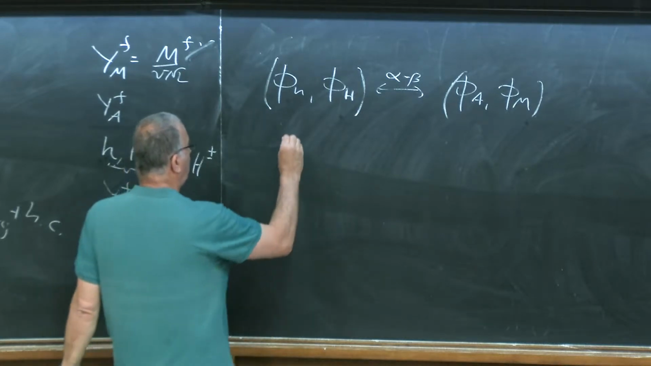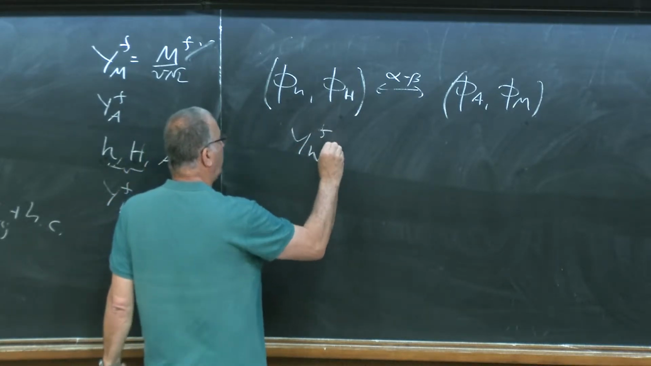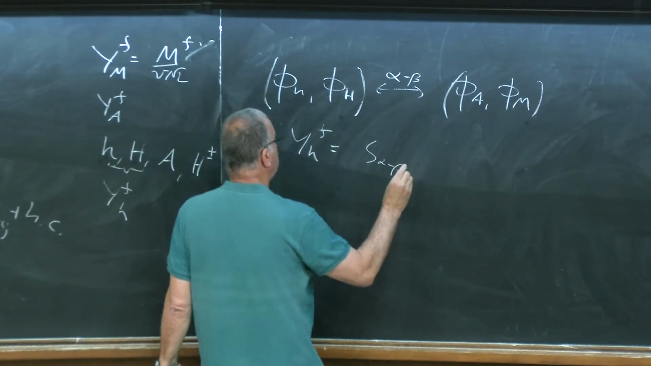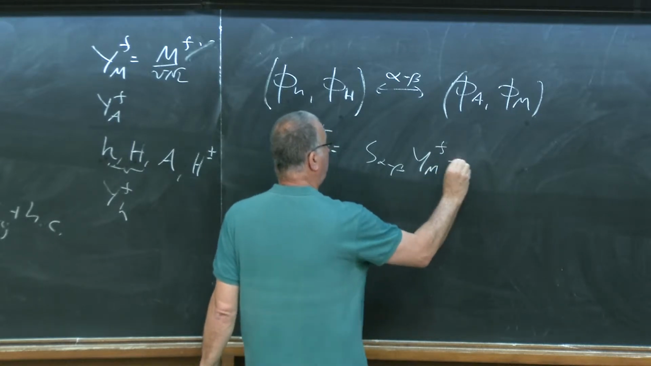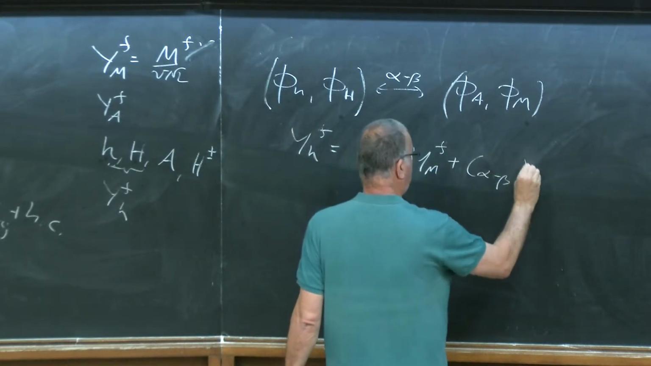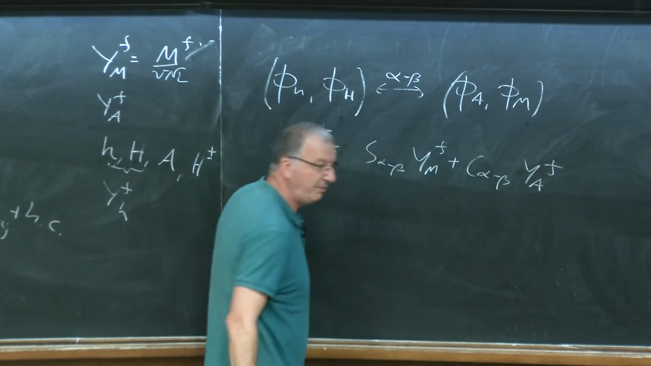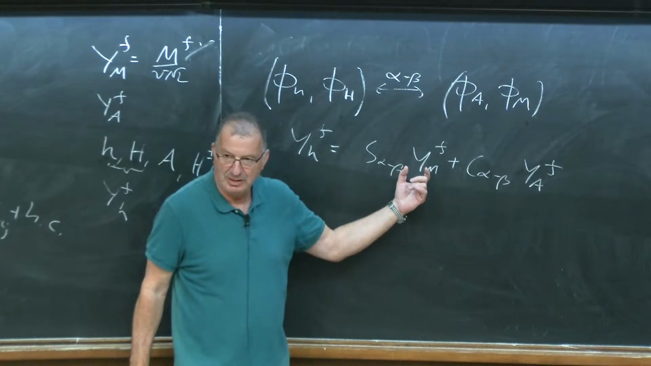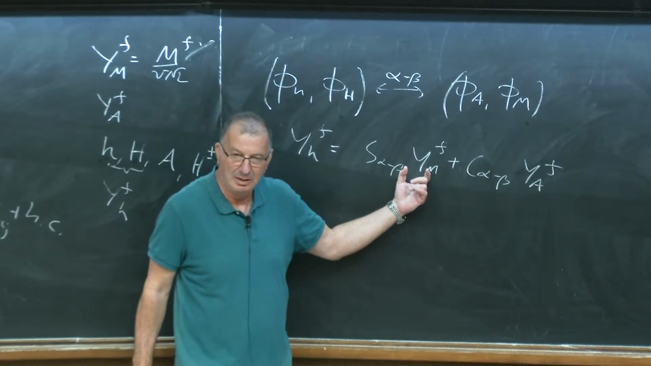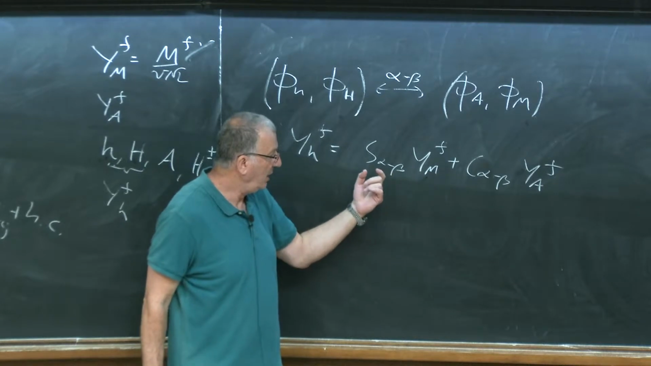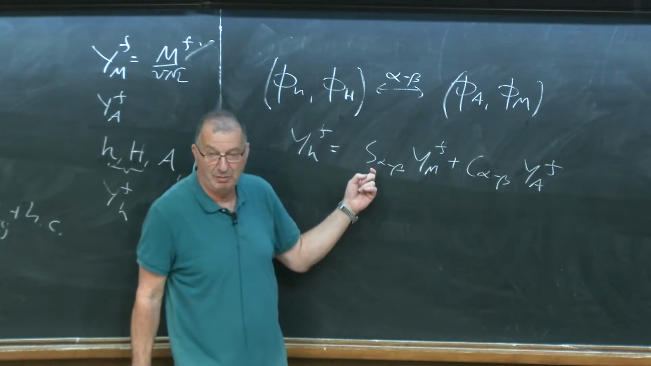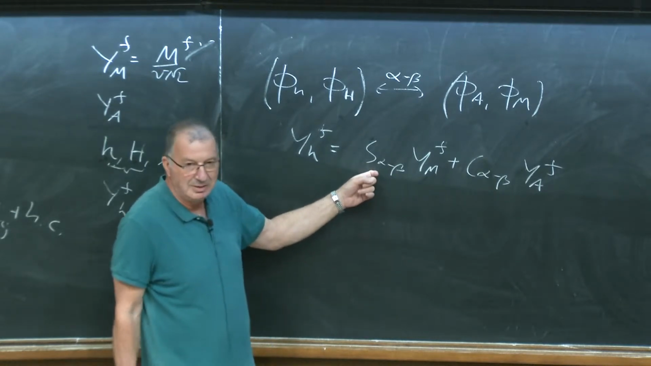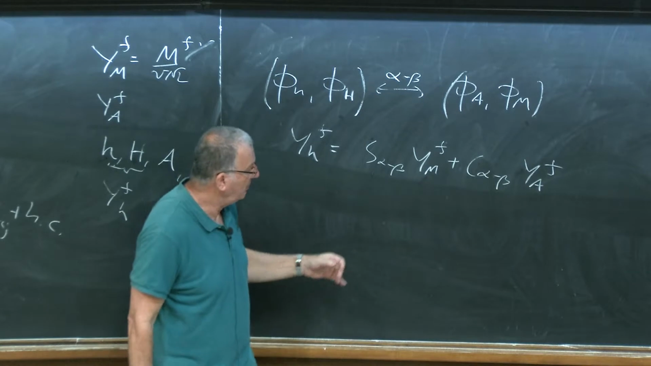And what Y_hF is, is sine of alpha minus beta Y_MF plus cosine of alpha minus beta Y_AF. And so there is a part which is proportional to the masses and therefore also diagonal in the mass basis. And it has a different overall coefficient than in the standard model. In the standard model, this is 1. Here it's sine of alpha minus beta, whatever it is.